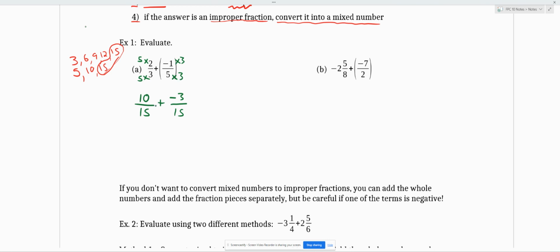Okay, now we're adding the opposite here, which we know, when we add the opposite, is the same as subtraction. So I'm taking 10, I'm adding 3 negatives. I'm going to get an overall result, because now I have same denominators, of 7 over 15. Okay, and that is a proper fraction. We don't need to do the fourth step.